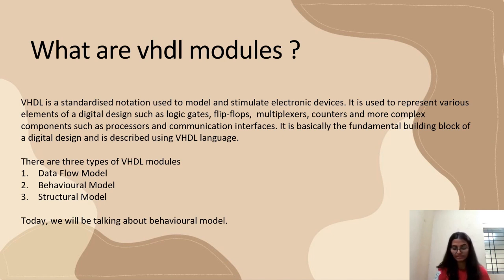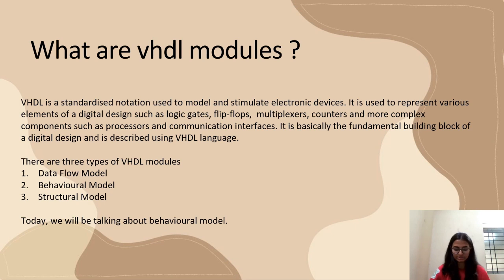Ports are the interface between the entity and its environment. They define the inputs and the outputs of the module. Ports can be of different types such as input, output, or bidirectional, both input and output. Signals. Signals are used for internal communication within the module. They are declared within the architecture itself and can be used to store intermediate values or to control the behavior of the module.